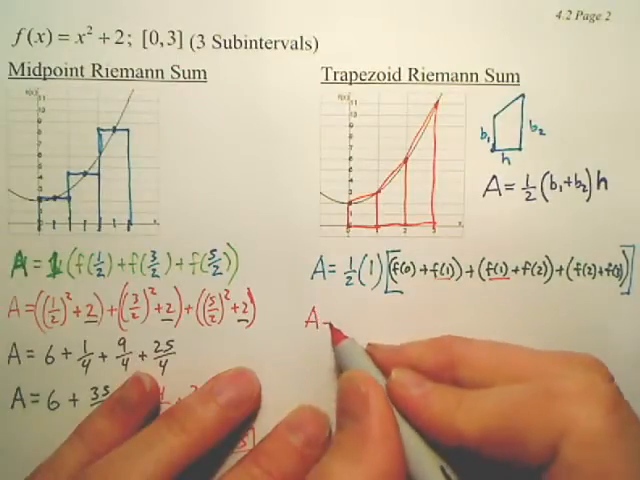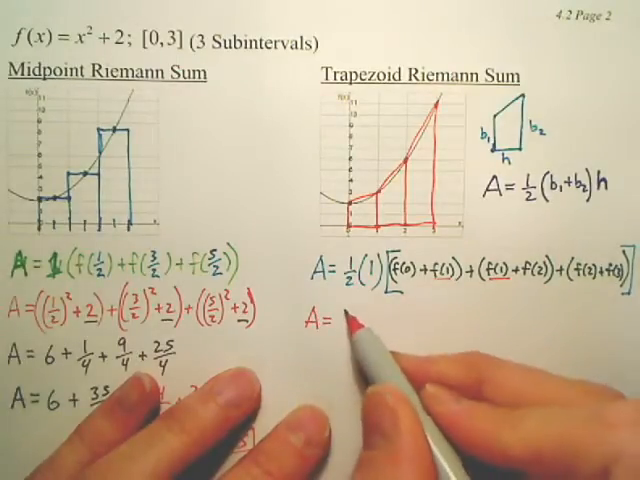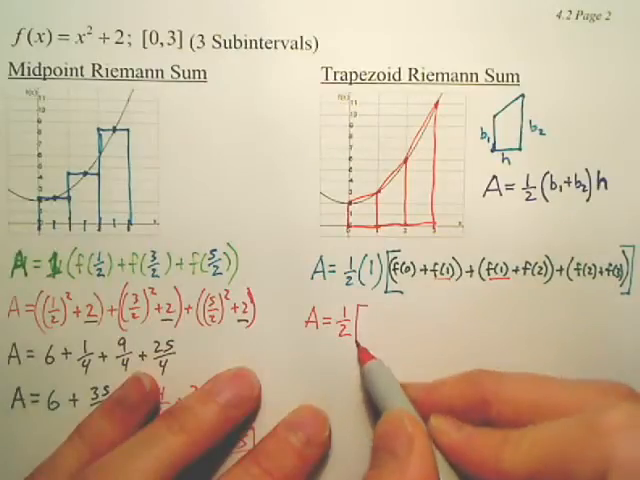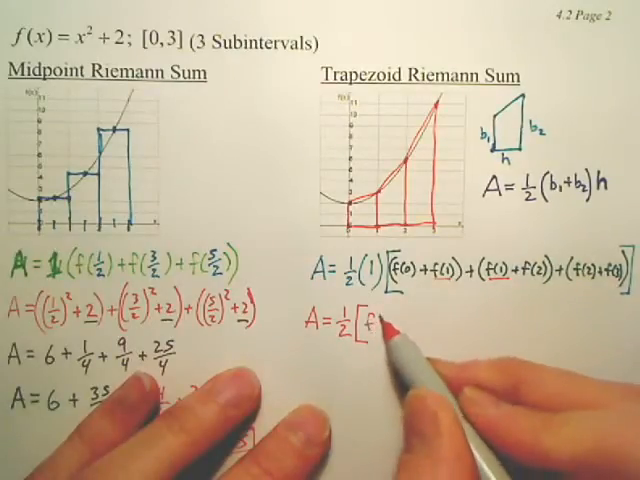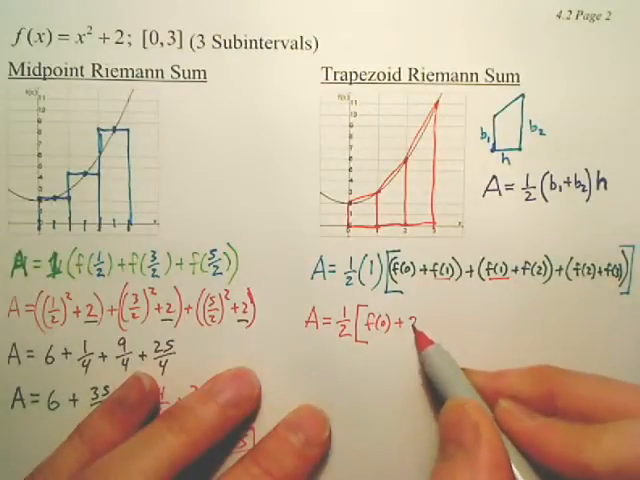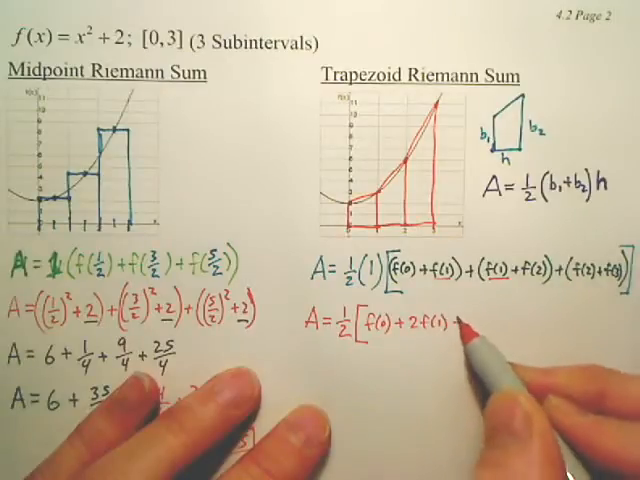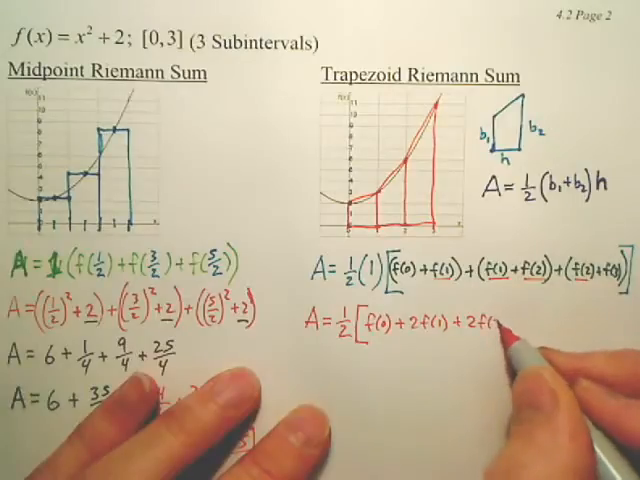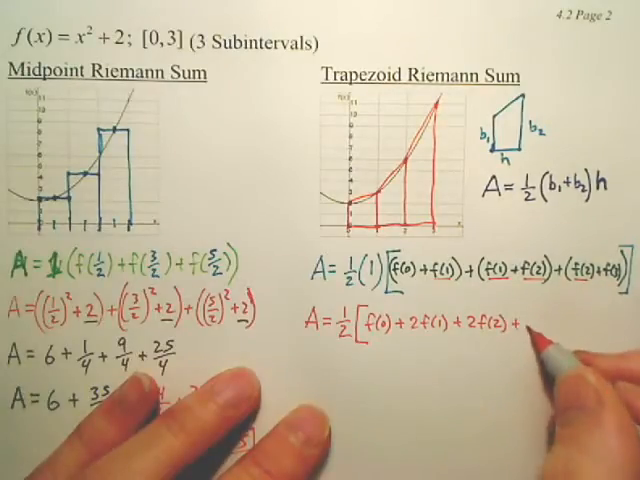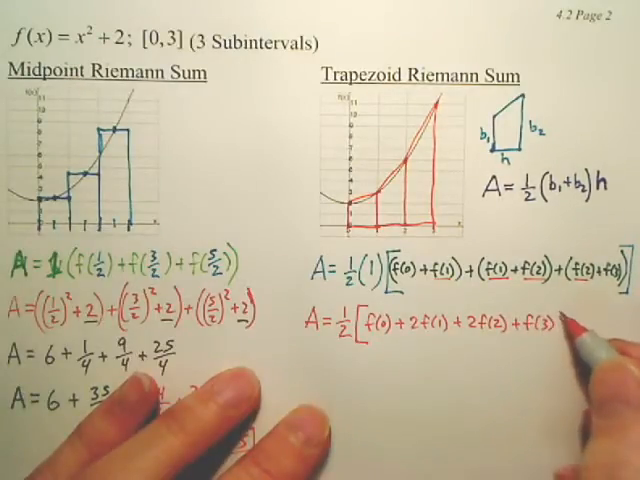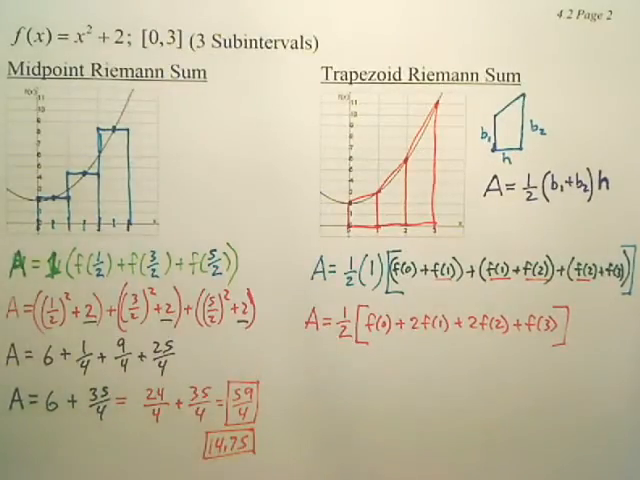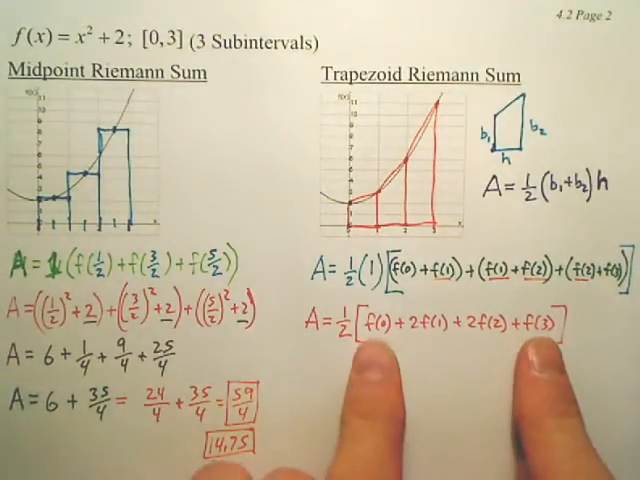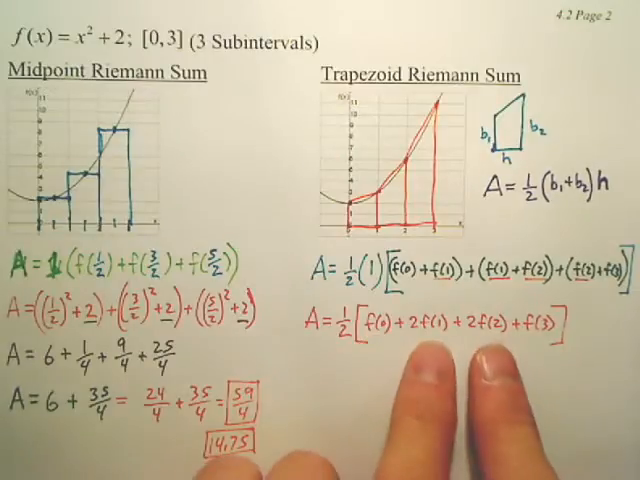I'm going to simplify this formula. I want you to see a formula here. Isn't this just going to be 1/2 times f of 0 plus 2 f of 1 plus 2 f of 2 plus f of 3? Will that always be the case? Will the ends always be once and everything in the middle be doubled?